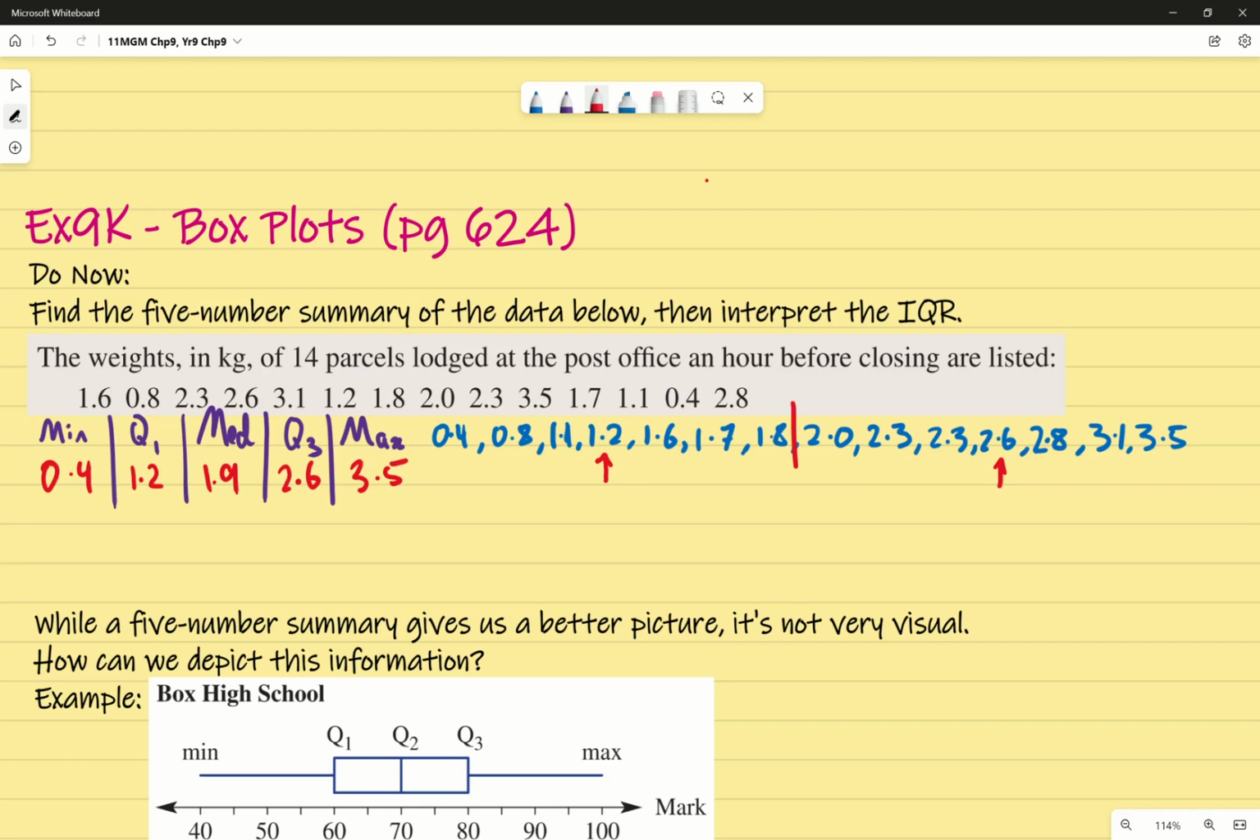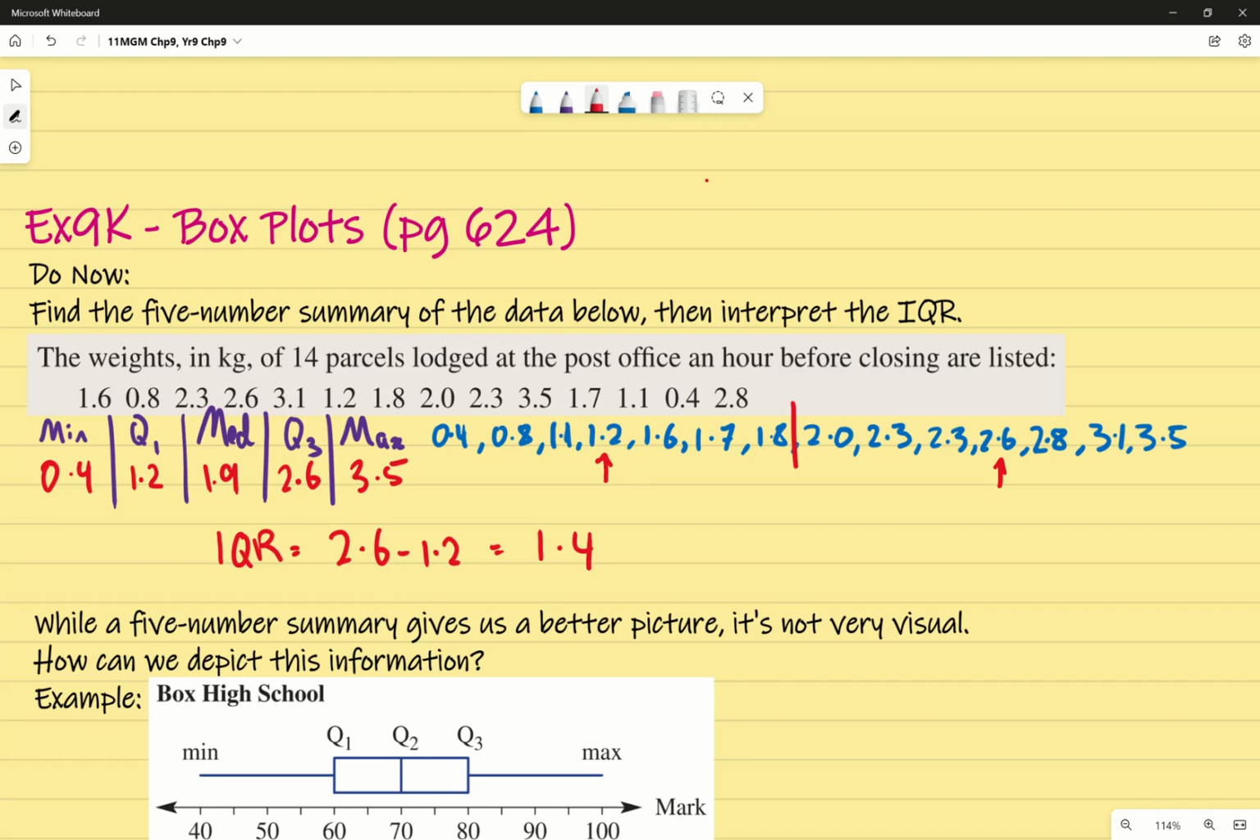Are we done? Happy to move on? IQR, good. So IQR, what's the formula for that again? Q3 minus Q1. Very good. We subtract our Q3, so 2.6, by 1.2, which is our Q1, which gives us an answer of 1.4. Why can I not just leave my answer there? Have to interpret. What does the IQR mean?